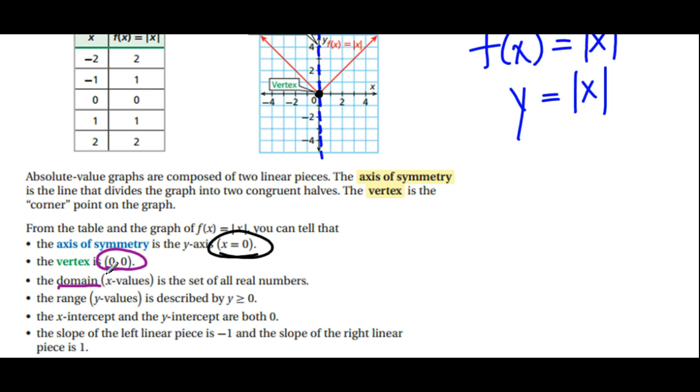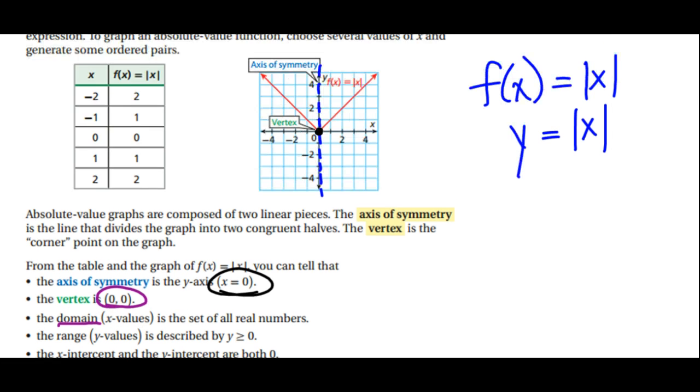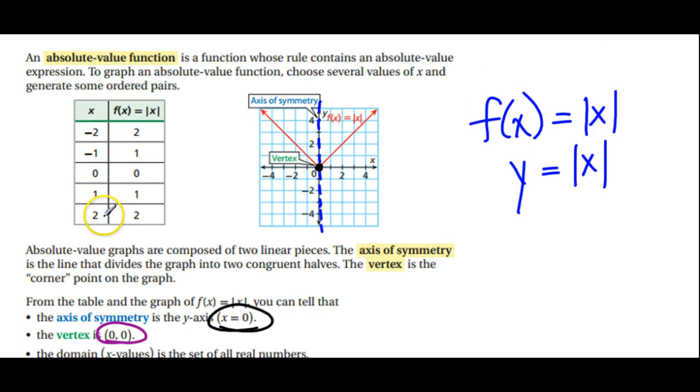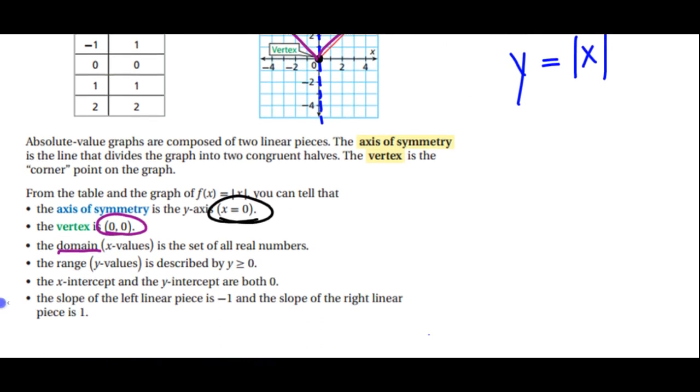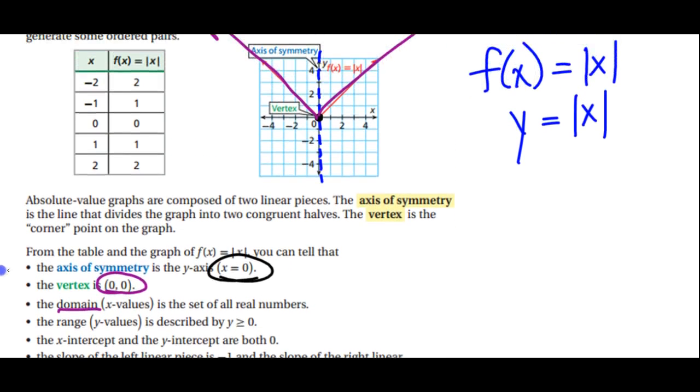Remember, domain is what kind of x values. When I went to choose the x values here, there were no restrictions. It looks like this arrow goes this way forever, and this one goes this way forever. So I can go out as far to the right and as far to the left as I want with the x values. So my x values would be all real numbers.